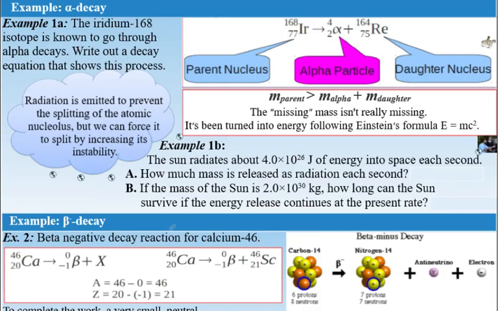Finally, we got to the point where I can talk about different types of radiation. So iridium-186 isotope is known to go through alpha decay, and we can write the decay as, so you see there is 77 protons, the atomic number, and then there is 186 atomic mass, which is the sum of the protons and neutrons together. And so I'm talking about this problem right here.